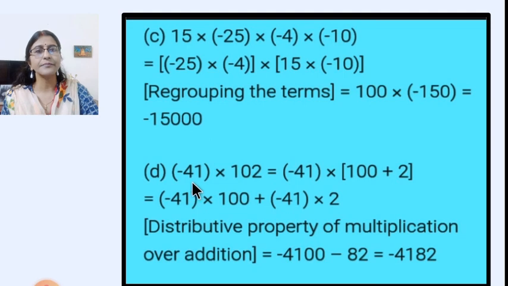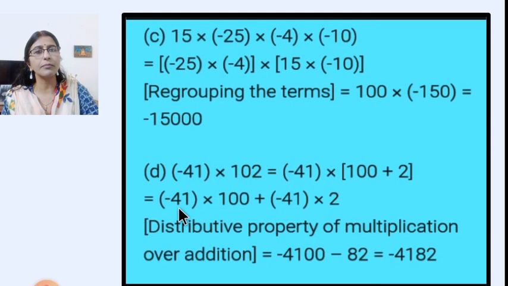Now next one, minus 41 into 102. Again you see here 102 is split here like this: 100 plus 2. And this is again based on distributive property of multiplication over addition. Here multiplication and this is addition, and then this will be distributed. Now see here, minus 41 into 100 is written. Then again minus 41 will be multiplied by 2. In between we will write plus, and minus 41 into 2.